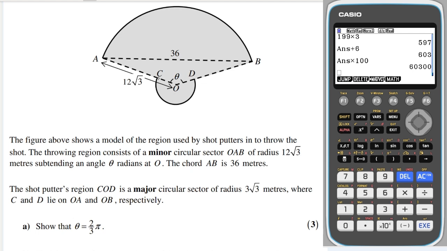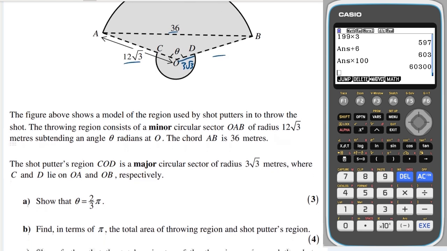And then we've got also the major one, which is this big reflex angle down the bottom, which has a smaller radius, which I'll put on there, of 3 root 3. And we need to work out what the angle is. Okay, so we're going to use the cosine rule, because we know this side, we know that side is also going to be the same, and we know this side here is 36, so we should work out the angle.